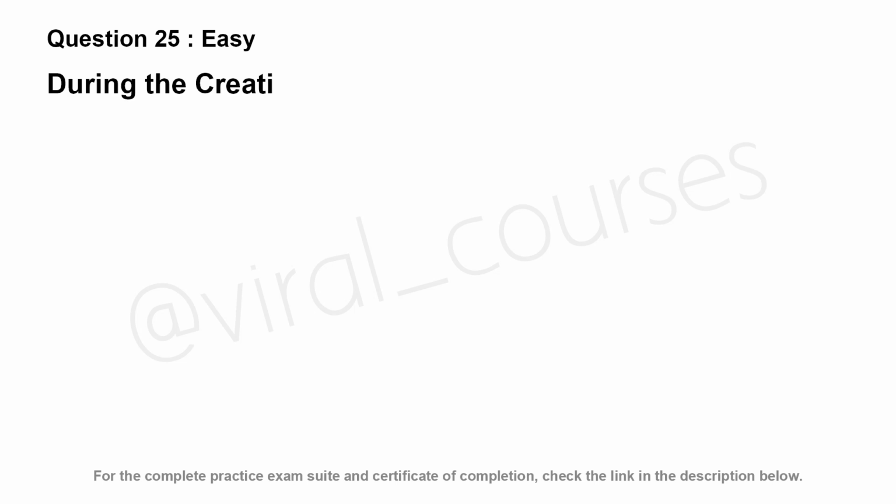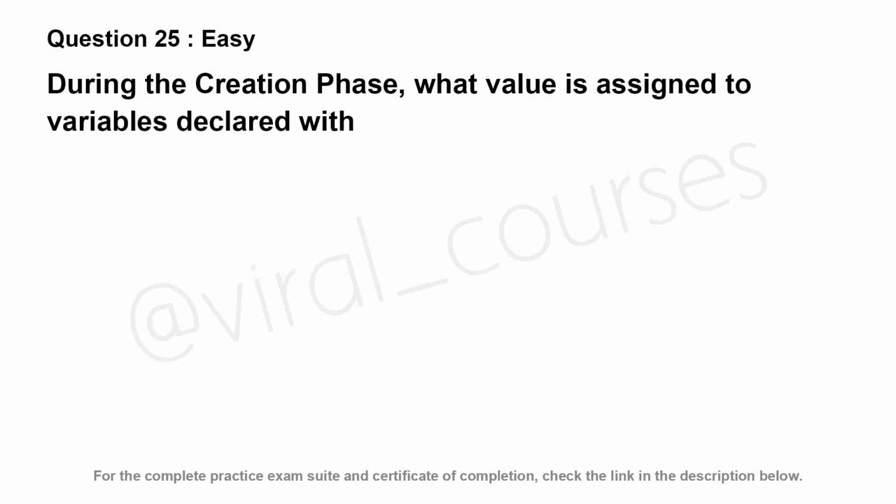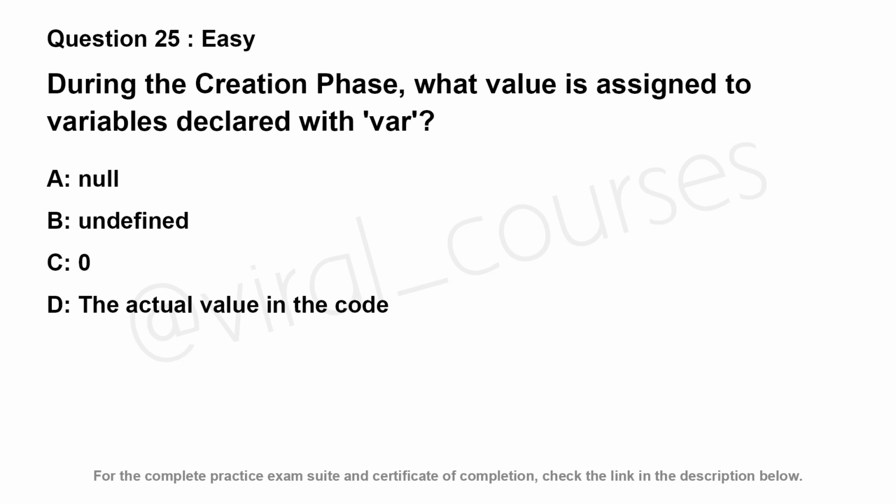During the creation phase, what value is assigned to variables declared with var? Option A, null. Option B, undefined. Option C, 0. Option D, the actual value in the code.